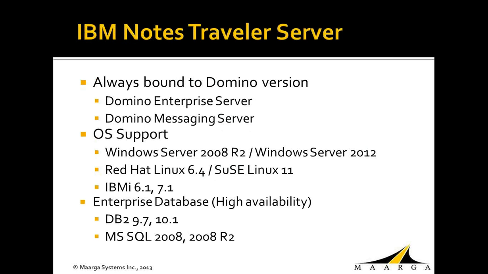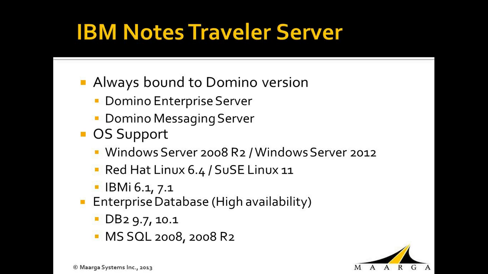Okay, now let's have a quick look at some of the requirements that you need to consider before rolling out IBM Notes Traveler. The IBM Notes Traveler version is always bound to the Domino version. That means if you want to use IBM Notes Traveler 9, you have to deploy IBM Notes Traveler 9 on a Domino 9 server. If you want IBM Lotus Notes Traveler 8.5.2 for some specific reason, you can only deploy that on an IBM Lotus Domino server 8.5.2, not any other versions.